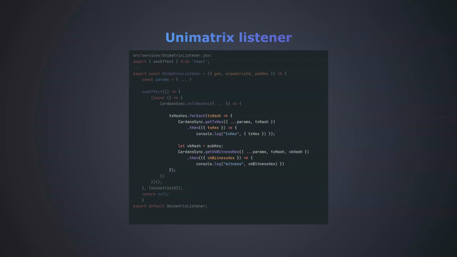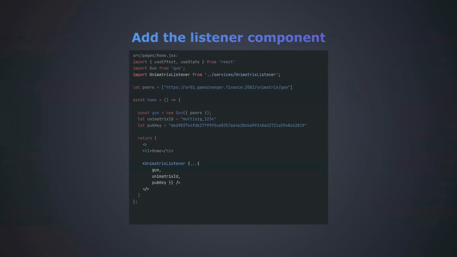So we have this listener component explained, and here we're showing you how to add it to the home page. As you can see here, adding also peers, the pub key, and the Unimatrix ID.